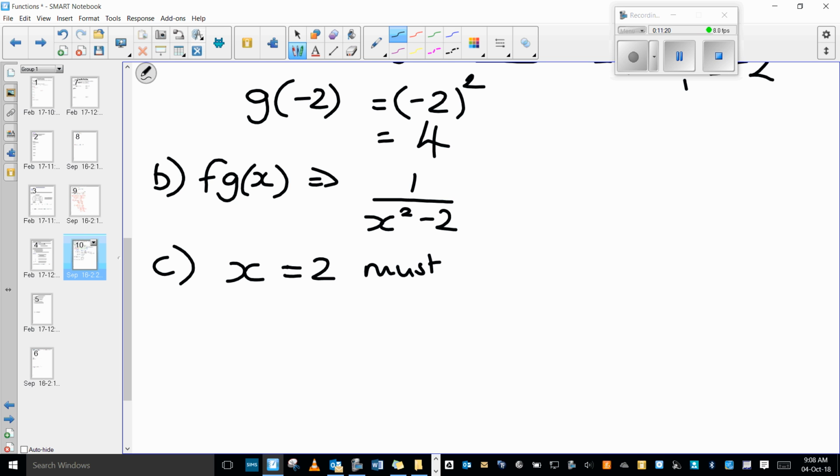Is that how you should write it? Well, I would suggest write x equals 2 must be excluded. If you wrote x cannot equal 2, you'd probably be fine. It's just the question says which value of x must be excluded, and so they're wanting the value of 2. So if you say x cannot equal 2, I don't know, it's just a bit risky. I don't want to risk it for a biscuit and lose marks. Okay.